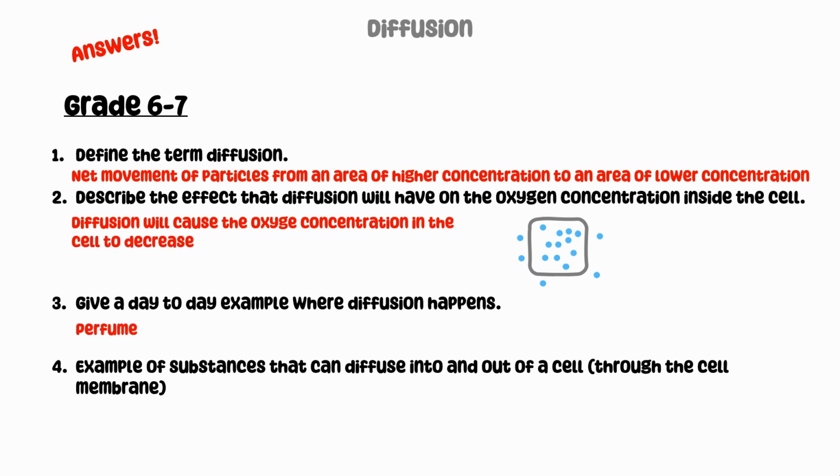Give a day-to-day example where diffusion happens. Perfume. Example of substances that can diffuse into and out of a cell. Glucose, water, oxygen, amino acids.